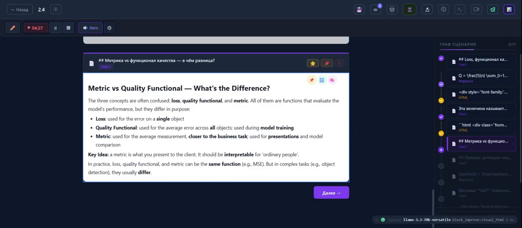Loss function is used for the error of a single object. Quality functional is used for the average error across all objects used during model training. And metric is used for the average measurement closer to the business task, used for presentations and model comparison. Key idea: metric is what you present to the client. It should be interpretable for ordinary people. In practice, loss, quality function and metric can be the same, MSE, but in complex tasks, they are usually different.